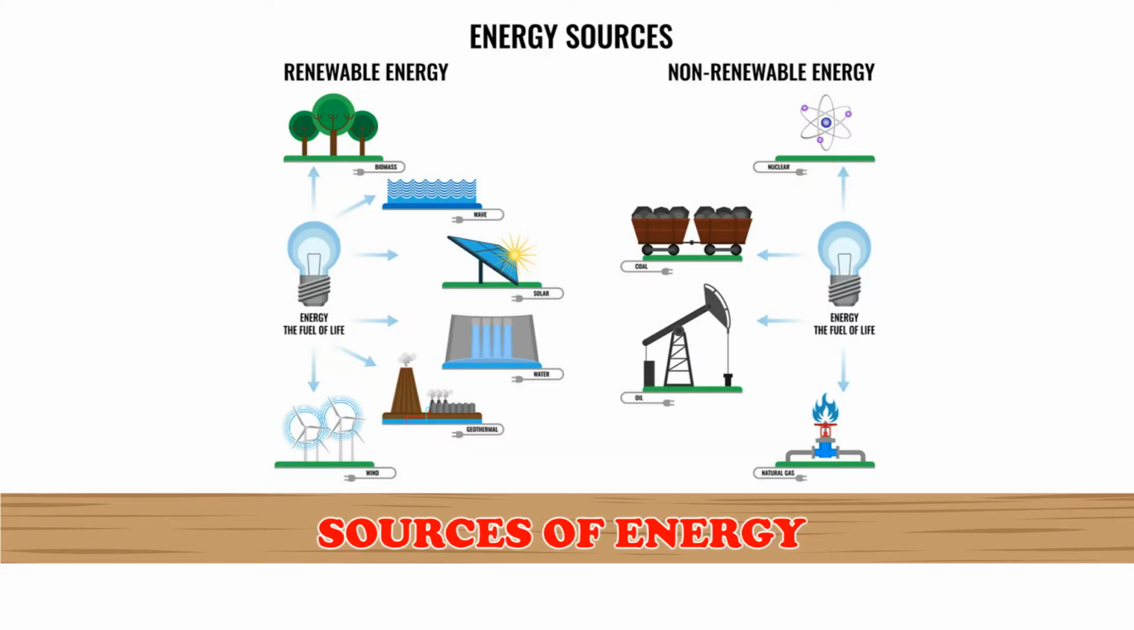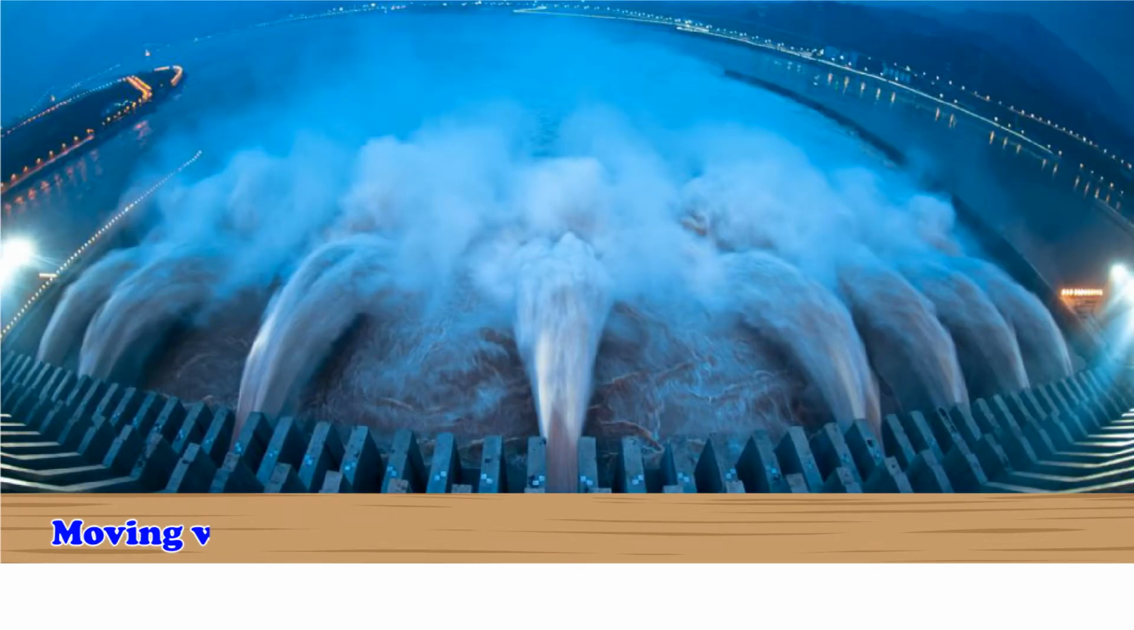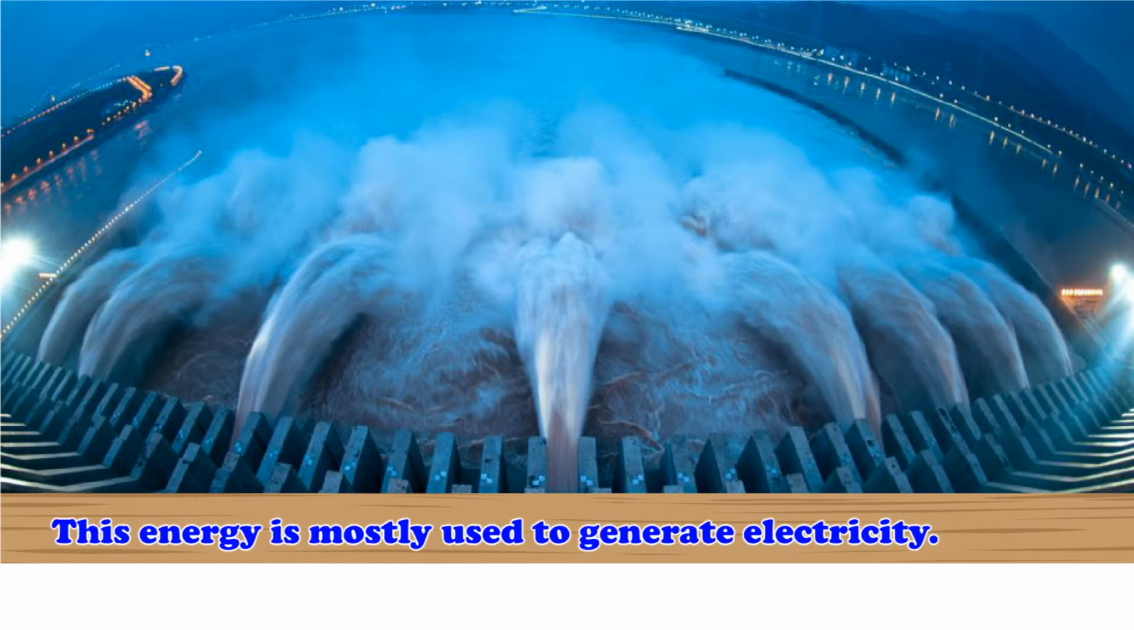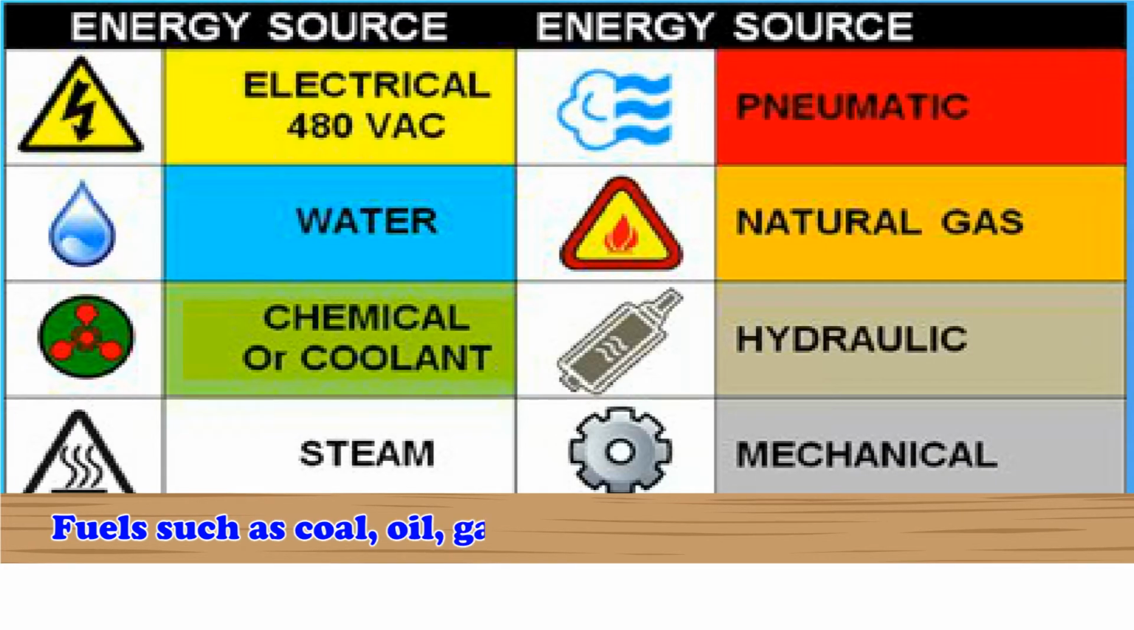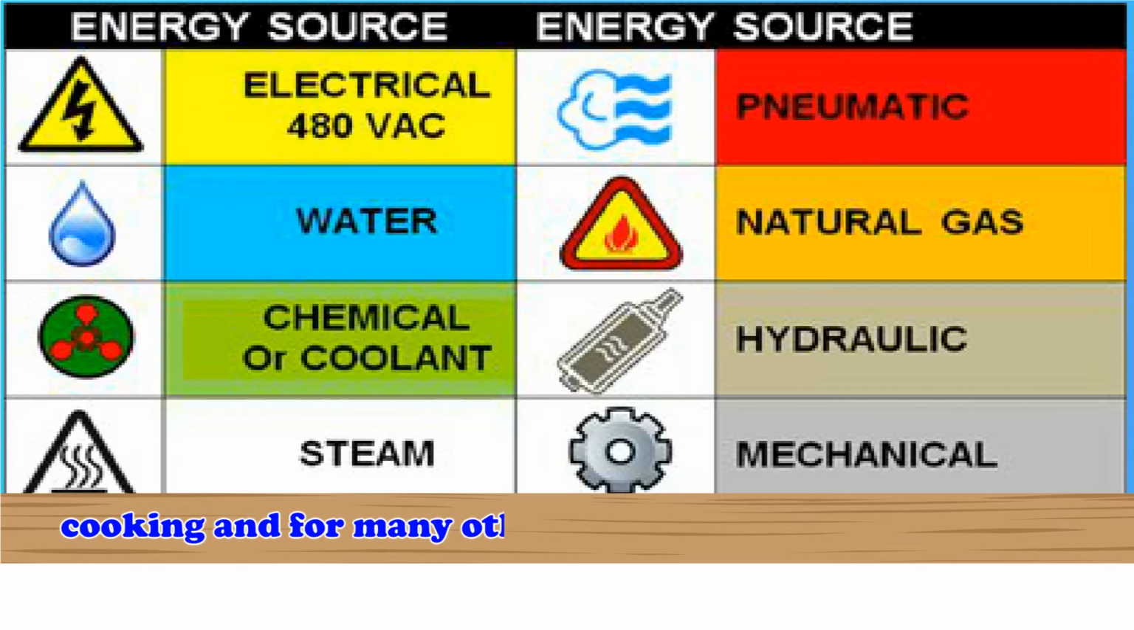Sources of energy. The sun is our main source of energy. It gives us heat and light energy. Moving water and air also have energy. This energy is mostly used to generate electricity. Fuels such as coal, oil, gas, or petrol are excellent sources of energy. They are used to run machines and cars, for heating homes, cooking, and for many other purposes.